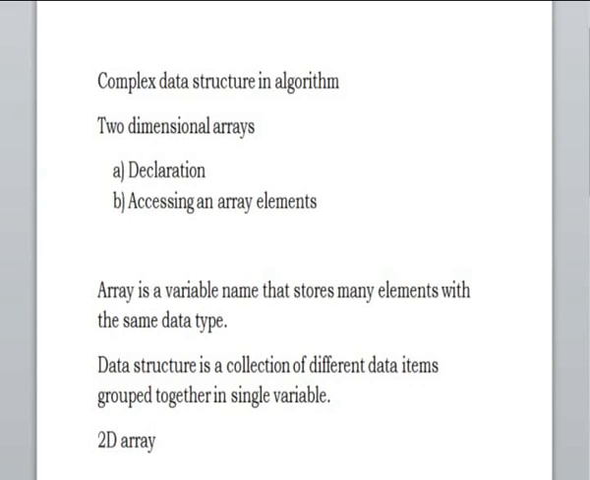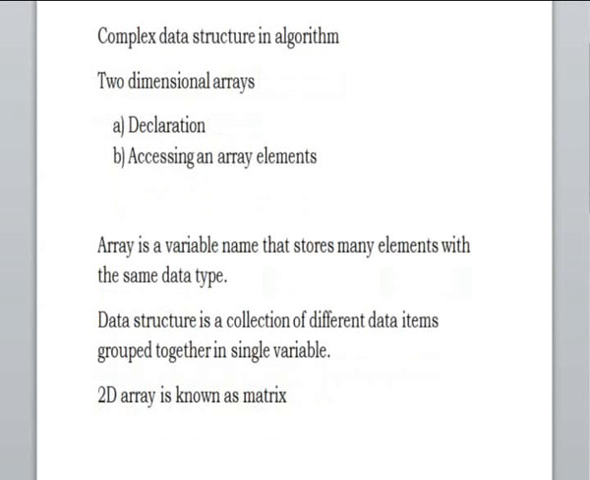A two-dimensional array is sometimes known as a matrix. As you know, a matrix is represented as a table of rows and columns. So here it is 2D because you have rows and you have columns.